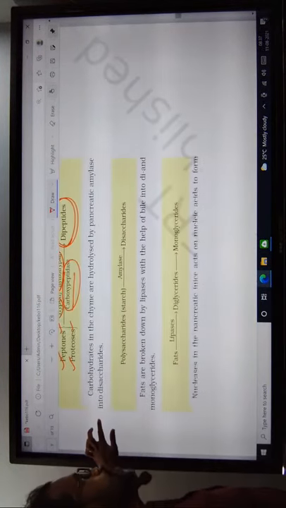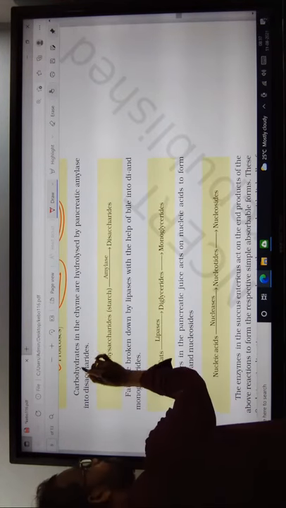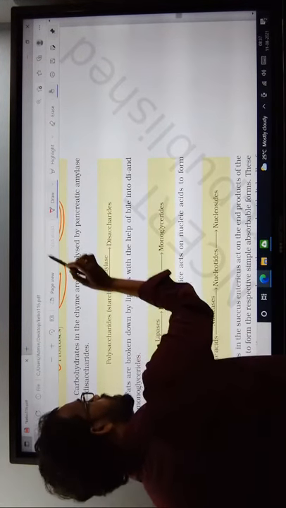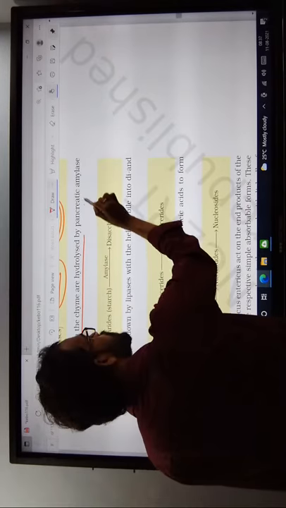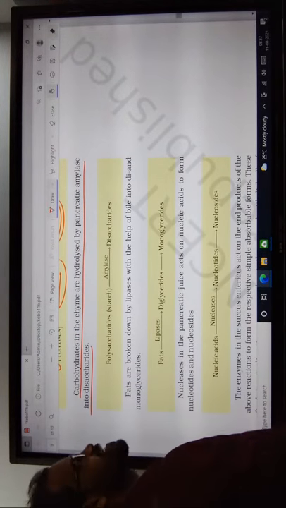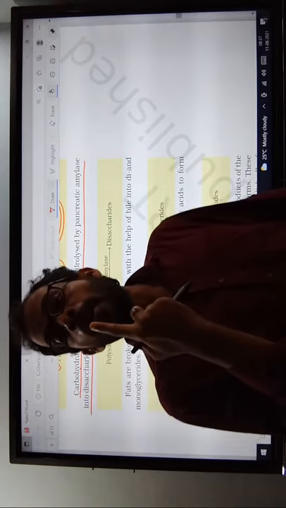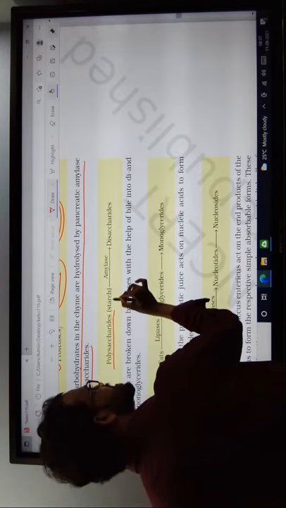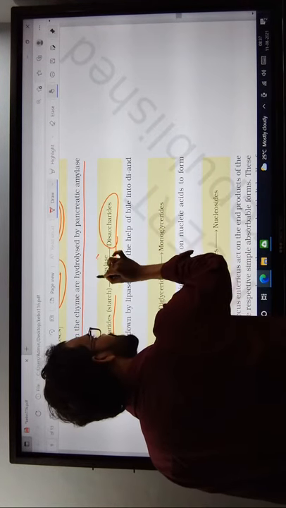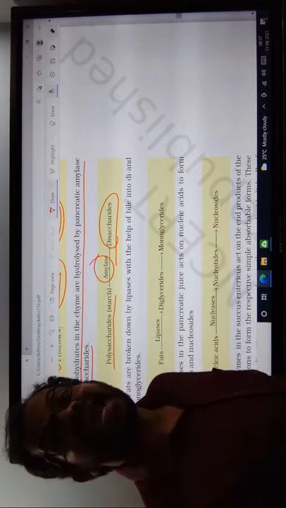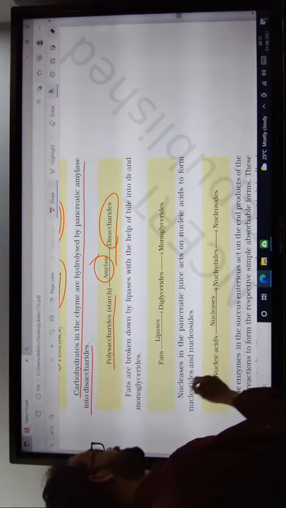Pancreatic juice and carbohydrates. The carbohydrates also break down with pancreatic amylase into disaccharides. Carbohydrate breakdown also takes place in the mouth, the buccal cavity, and the pancreas. Polysaccharides are converted into disaccharides. What is the enzyme? Pancreatic amylase enzyme.